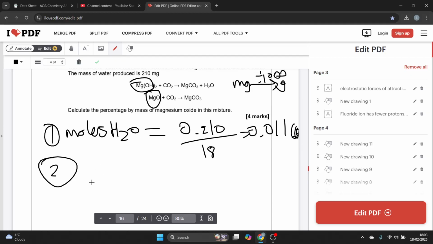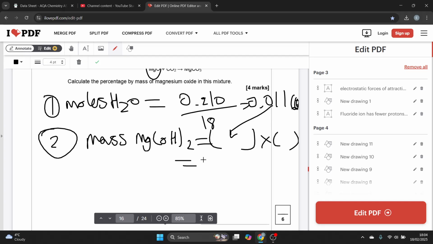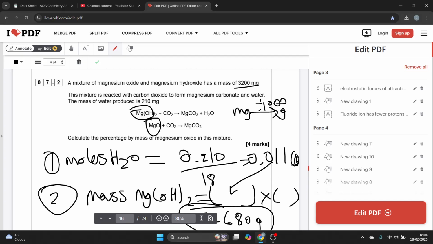Then I can work out the mass of magnesium hydroxide. Moles and MR give the mass. The mass of magnesium hydroxide is the number of moles in my calculator times the MR of magnesium hydroxide. Magnesium is 24.3, so times by 24.3 plus 16 plus 16 plus 2. Then I get the mass is equal to 0.680 grams. And I know the total mass is that.